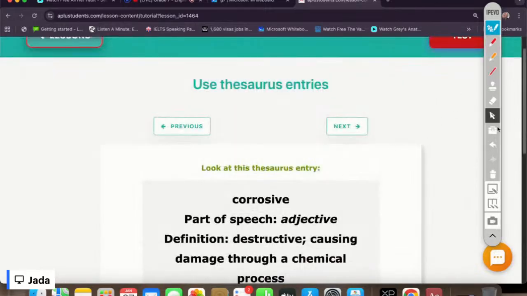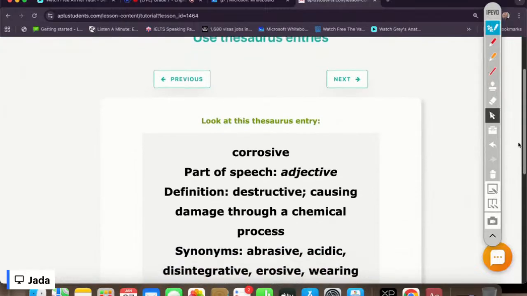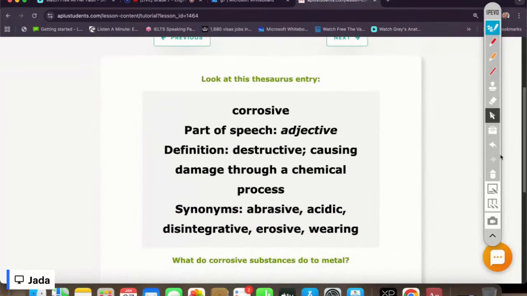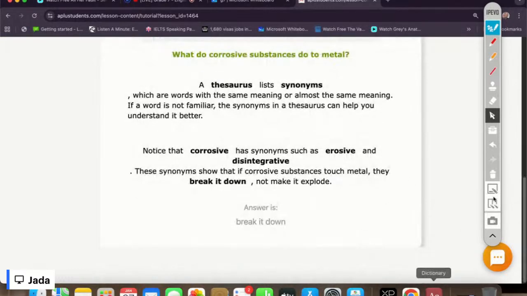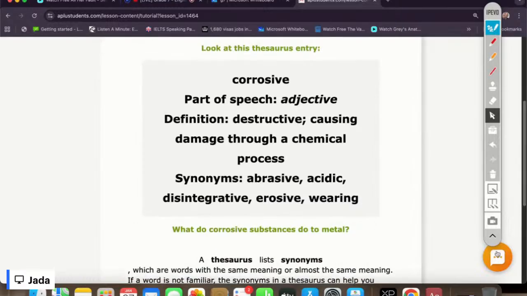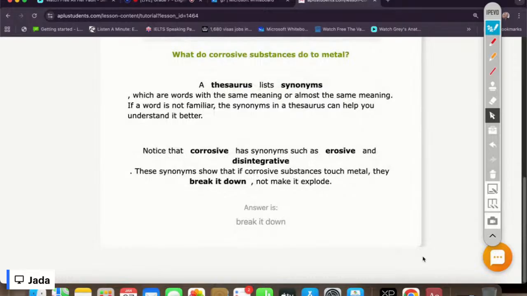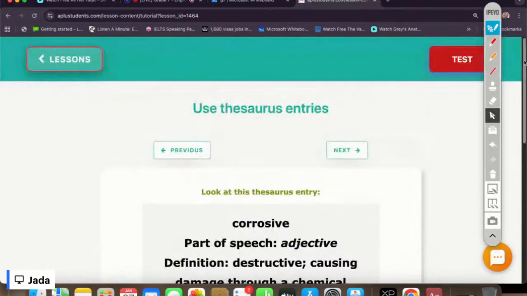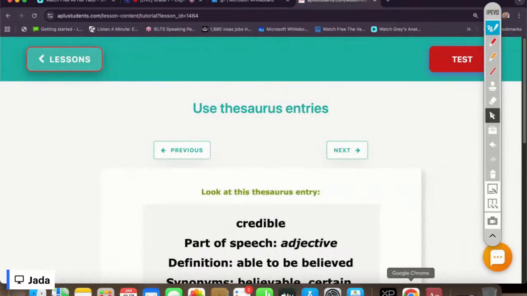So let's look at this here. Look at this thesaurus entry. We have corrosive. The part of speech is adjective. The definition is destructive, causing damage to a chemical process. Now the synonyms are what? Abrasive, acidic, erosive, wearing. Okay. So what do corrosive substances do to metal? What can you say? Break it down, because you've seen the whole list and you can now figure out what it does to a metal, right? Okay.